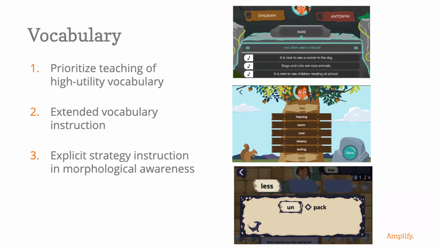One other game that really gets at depth of knowledge is called Shades of Meaning, and that's the game in the middle. In this, students have to organize groups of related words into semantic gradients. You'll see here they're ordering them from cold to hot. This is just one way to really get at understanding slight differences across words and building your depth of knowledge for those words and linking words in your semantic network.